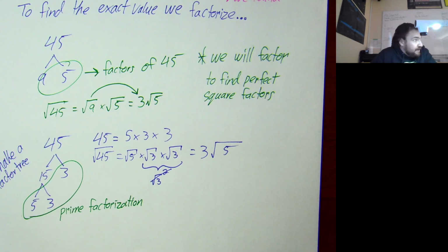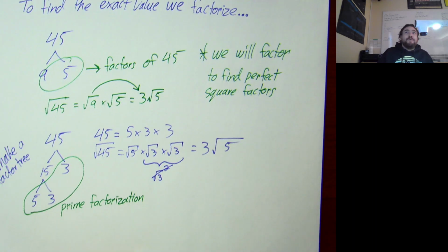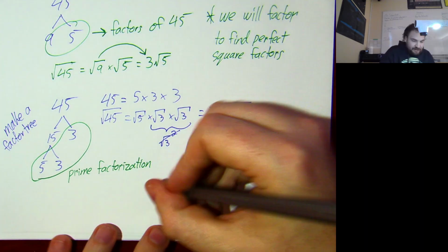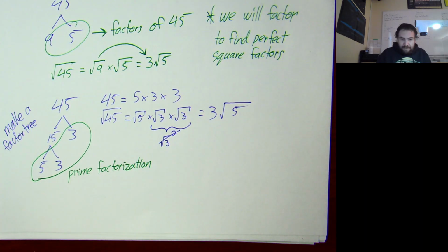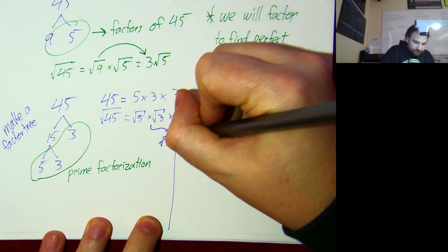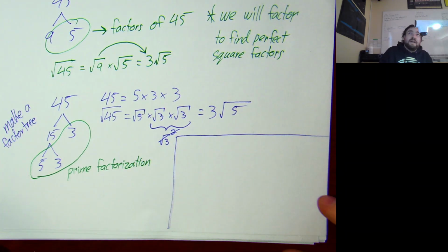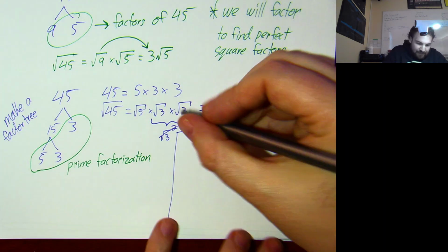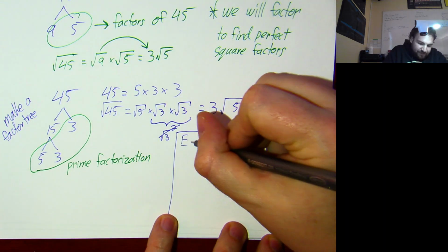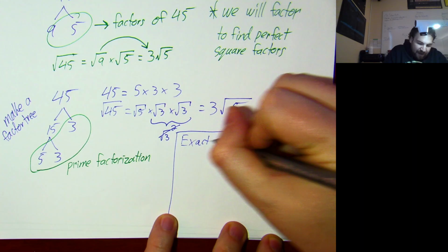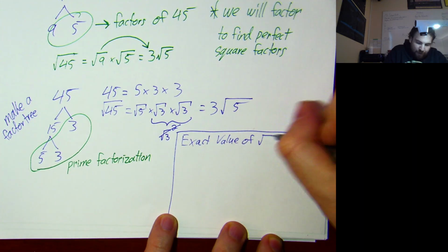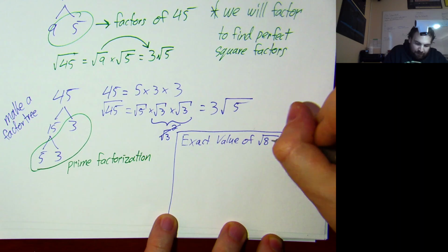Let's do another one. And I'm going to show you a shortcut. I hope you have room. I have a little bit of room, so I'm going to do this last one in this section right here. Another example. Okay. You guys still have room? Yeah, you do. Okay, good. I want the exact value of the square root of 80.